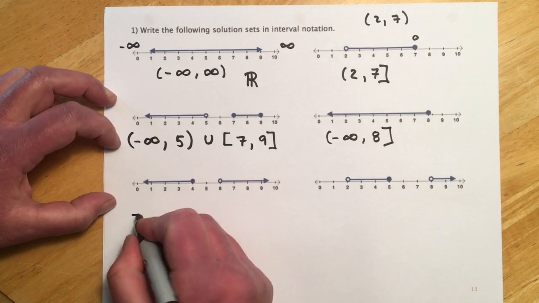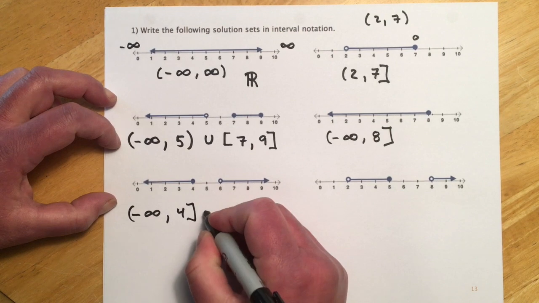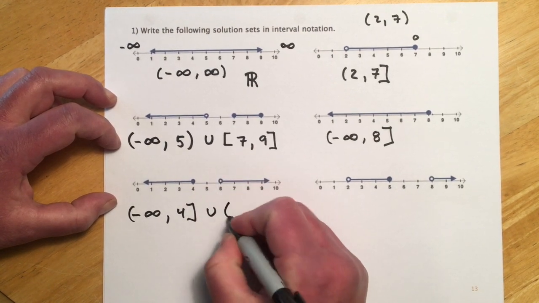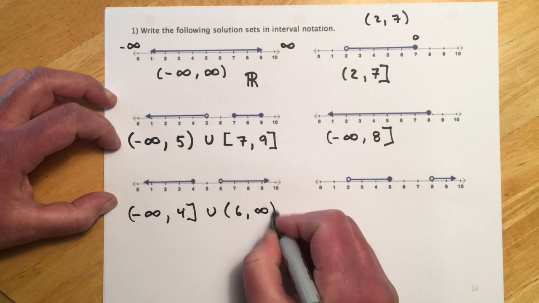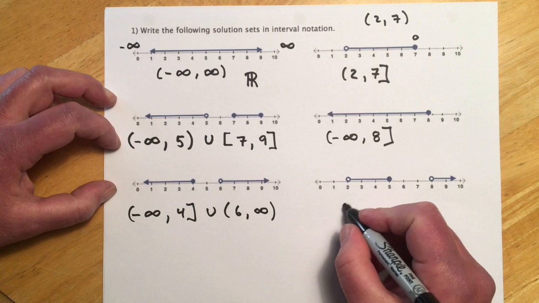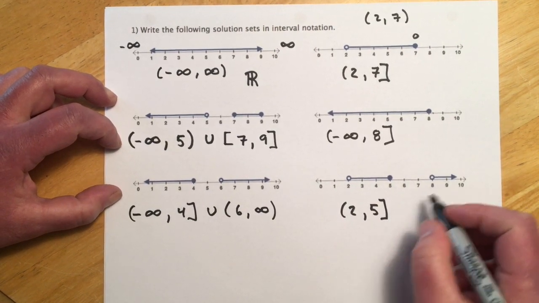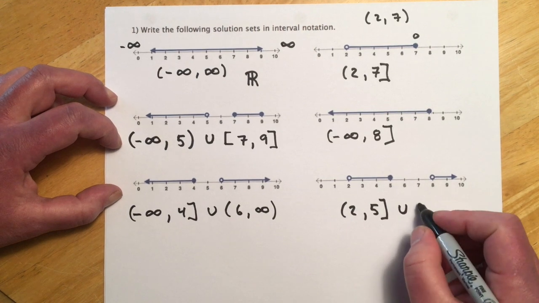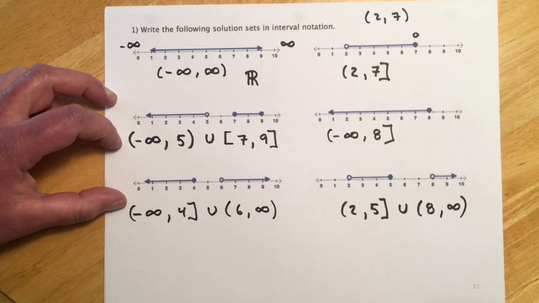For here, we're doing negative infinity to 4, and then our union to bridge the gap, parenthesis for the 6, and then out to infinity. And then lastly, this would be 2 to 5, and then union that with 8 to infinity.